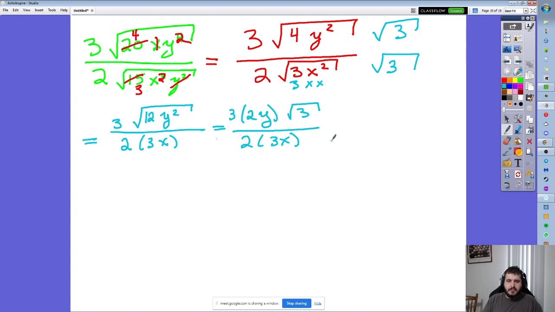And let's simplify what we can outside now. See how there's a 3 here and a 3 here. See how there's a 2 here and a 2 here. Let's get rid of those. And then this would be how I would personally write my final answer.